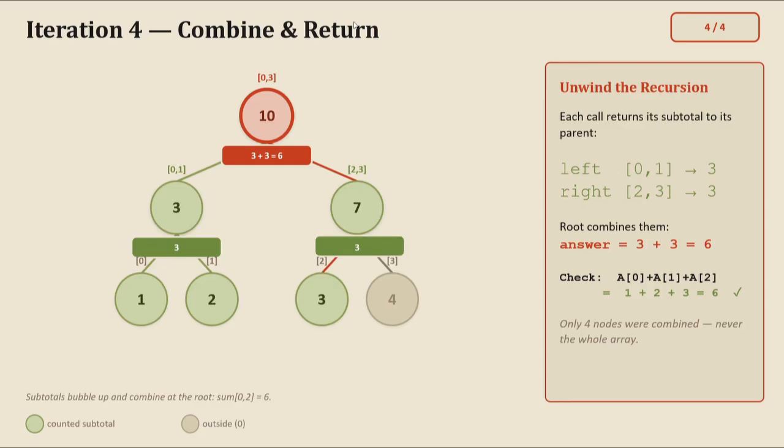Notice how many nodes we actually visited. Root of 0 to 3, left of 0 to 1, right of 2 to 3, leaf node 2 and leaf node 3. That's just 4 nodes out of 7 total. And we never touched A[0] or A[1] individually. The fully inside pruning at range 0 to 1 saved us those 2 visits.